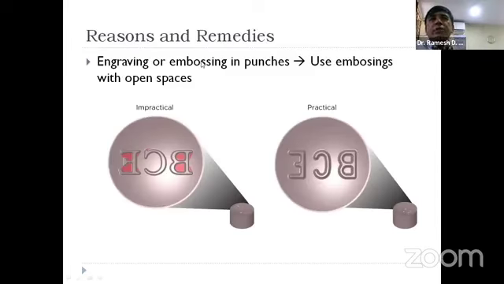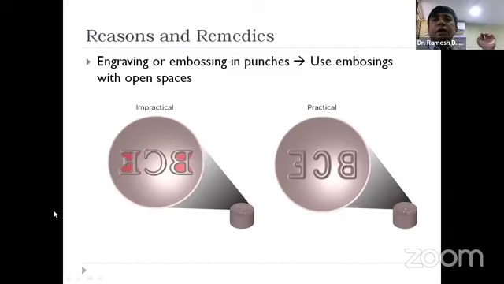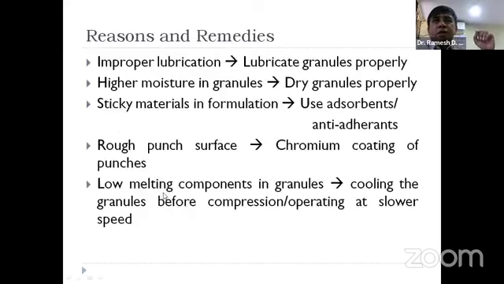The reasons for that may be the embossing or engraving. If you are using embossed punches, then the fonts which you are using should not have any closed surfaces. As it is shown in the first image, they are closed surfaces, and that's why they are picking the mass. Here, they are open surfaces, or the angles are adjusted in such a manner that they will not pick the mass. So, when we are using embossing or engraving, we need to take care of that.